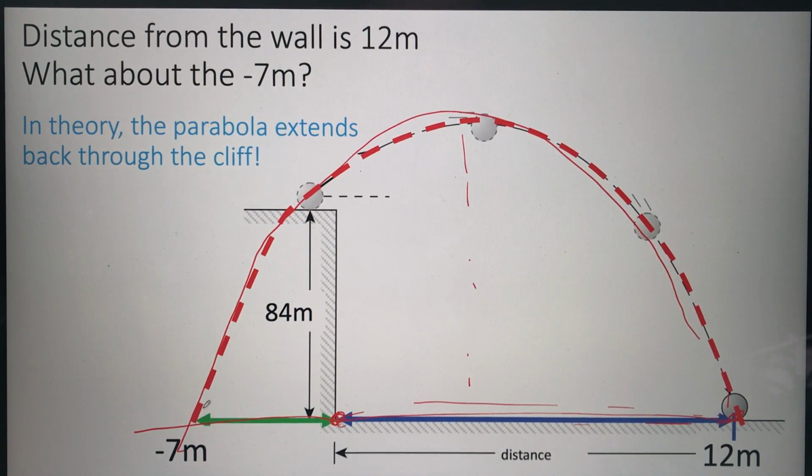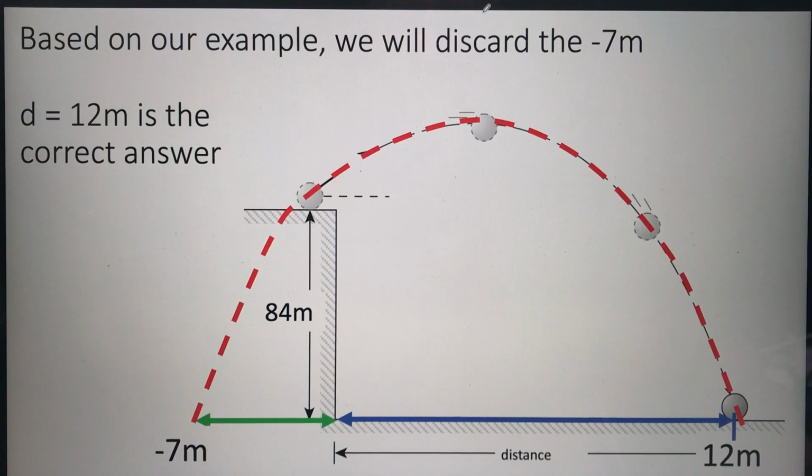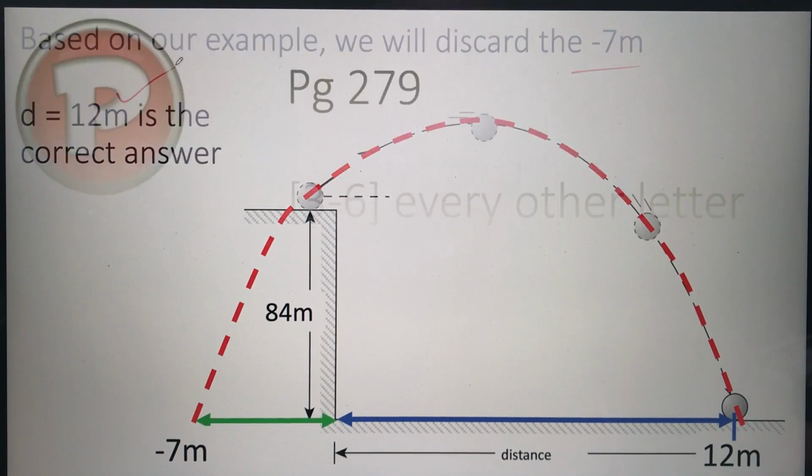So the quadratic, our algebra, is actually giving us both theoretical possibilities. It's giving us this 12 over here, and it's giving us this -7. The algebra doesn't realize this is a cliff and it's not allowed. It just kicks out both possible values. So we have to be aware of that in our problem, and we obviously would reject the -7. It doesn't make sense, and we would accept the 12 as the correct answer. So based on our example, we would discard the -7, and we would accept the 12 as correct. That's it.